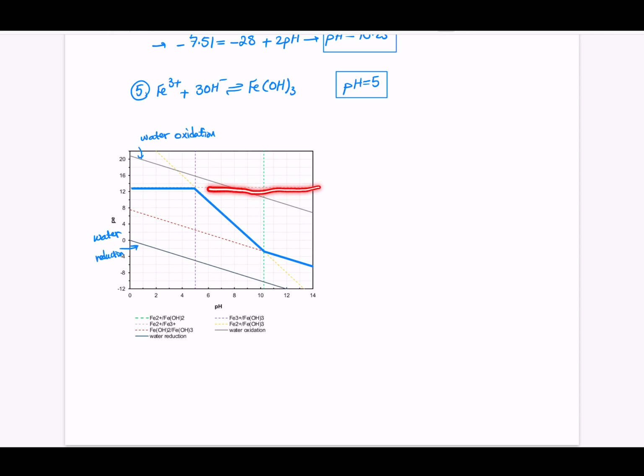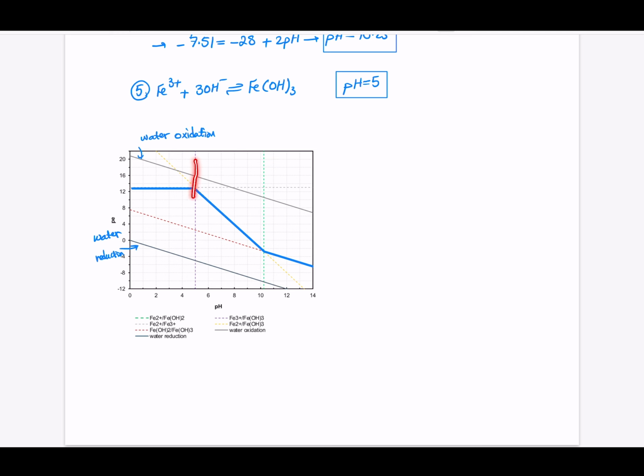This line basically divides the graph into 2 sections, this section and this section. This line basically represents Fe2 plus, Fe3 plus. The more reduced species, which is Fe2 plus, stays in this region, as we talked in the class. So this is basically the Fe3 plus region, and so this is Fe3, this is Fe2.